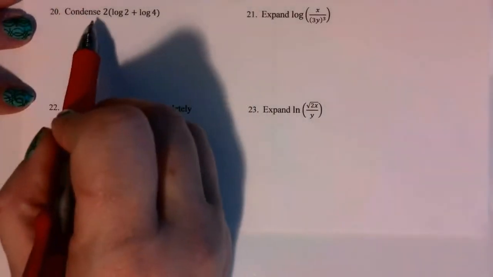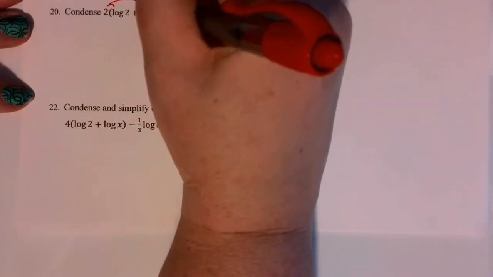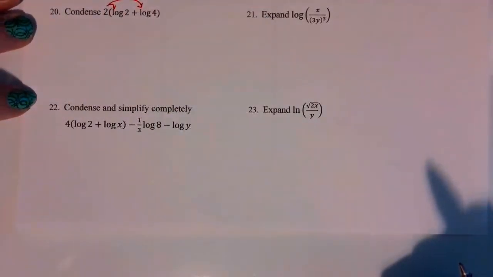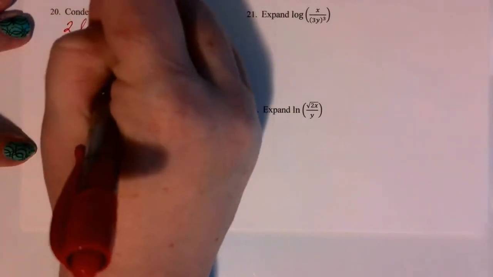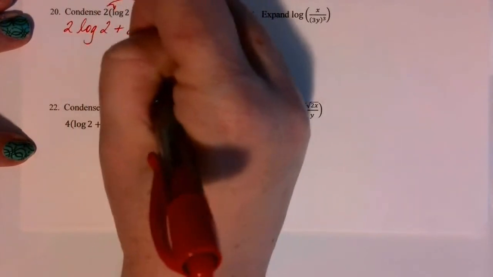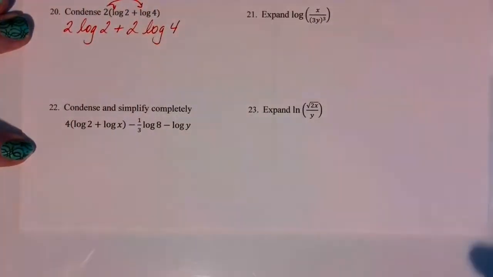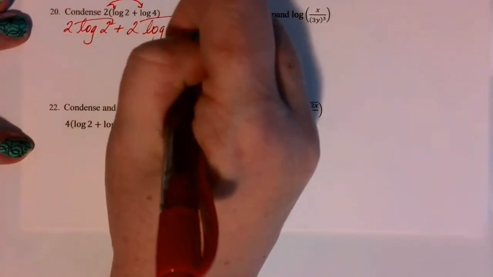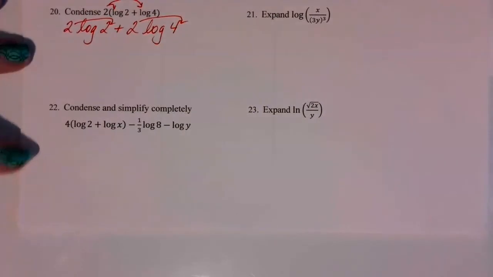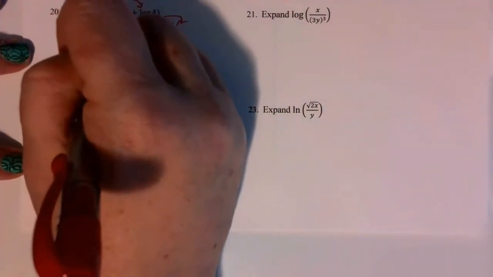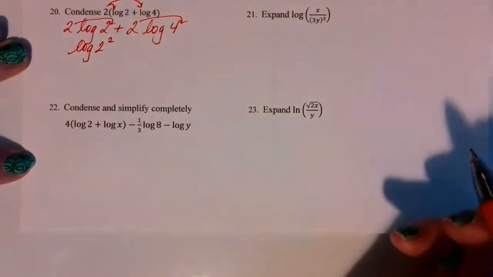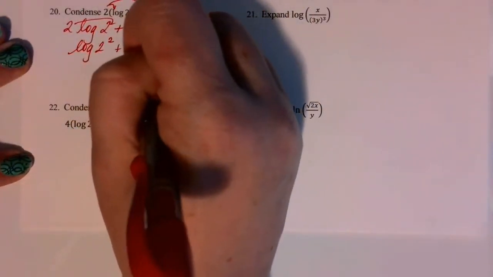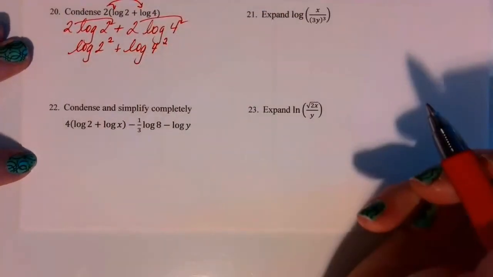Number 20, we're asked to condense this log expression. So we'll start by distributing that 2 across the parentheses, and we'll have 2 common log of 2 plus 2 times the common log of 4. Then we can use the power property, which takes that coefficient and makes it the exponent on the argument of the log. So that would be a log of 2 squared plus a log of 4 squared.